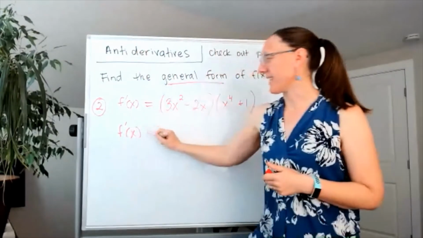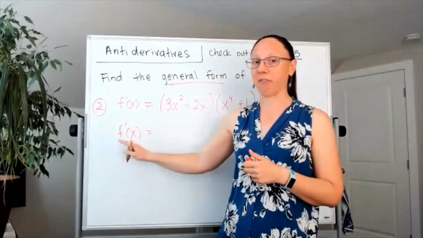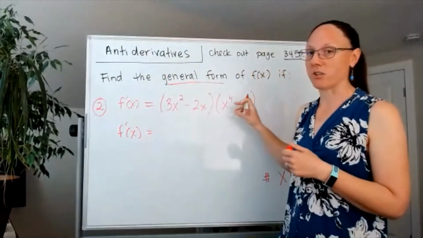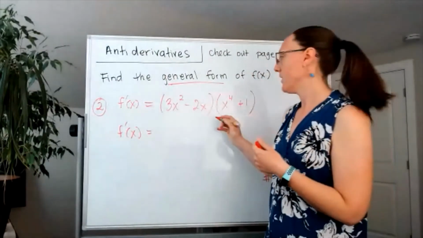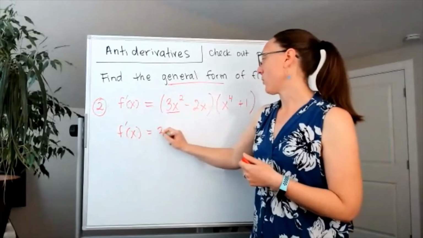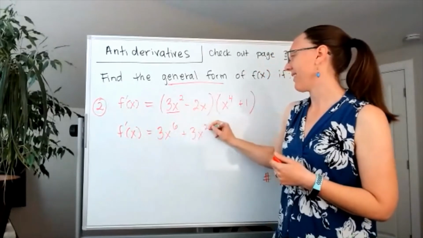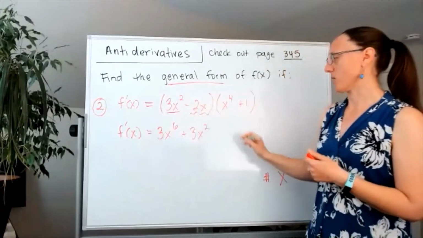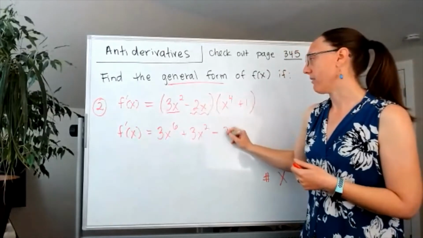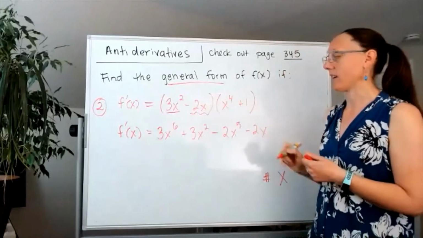So I'm not finding the antiderivative yet, so I'm going to be careful about my notation and make sure it still says f prime. And then over here, I'm just going to FOIL it out or multiply it out. So I'll take my 3x squared, distribute that in. So 3x to the 6th plus 3x squared, and then take my negative 2x and distribute that in. So I'll have negative 2x to the 5th and minus 2x.